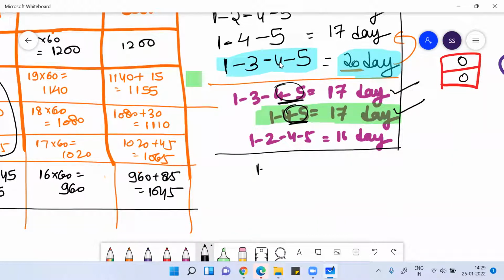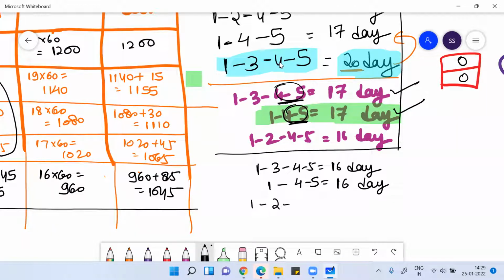Now because you have crashed activity 4 to 5, the duration of path 1, 3, 4, 5 has become 16 days. The duration of path 1, 4, 5 is also 16 days, and 1, 2, 4, 5 is also 16 days. Activity 4 to 5 you have already crashed.